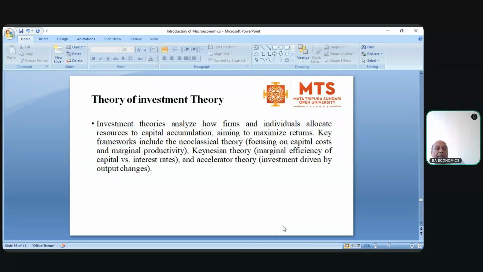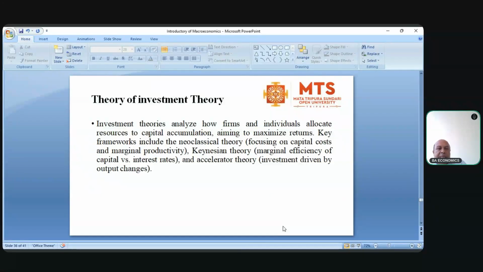I said previously, when capital cost increases, then the investment level will decline. And if capital cost declines, then the investment level will increase. If marginal productivity increases, of whatever capital or machines they are using, then the investment level will also increase.